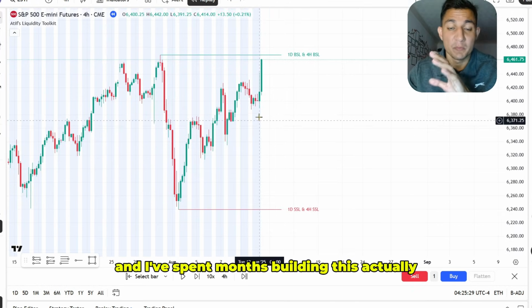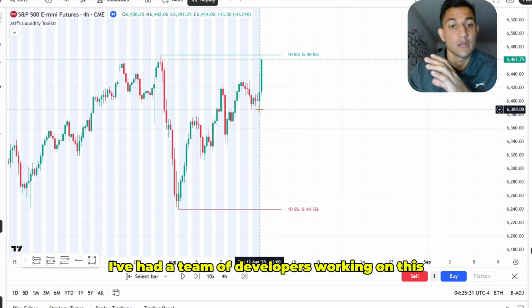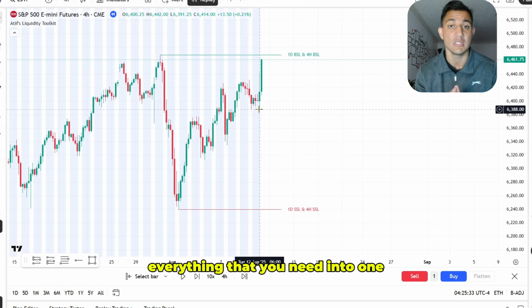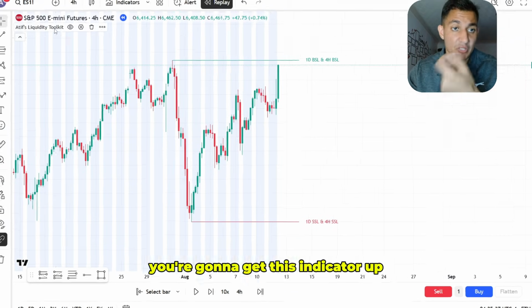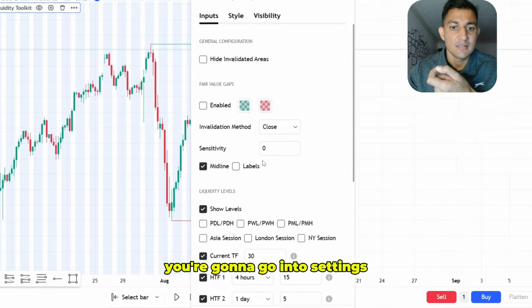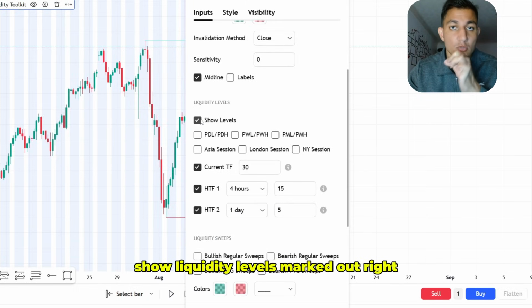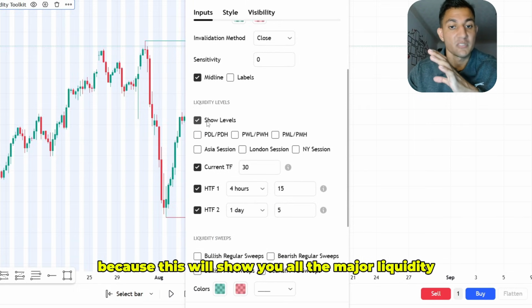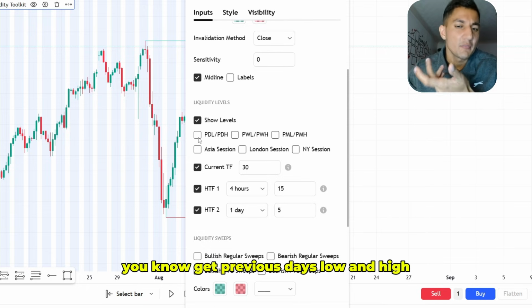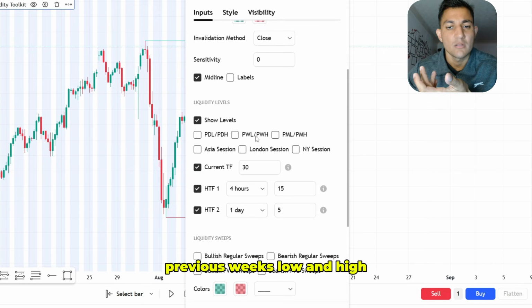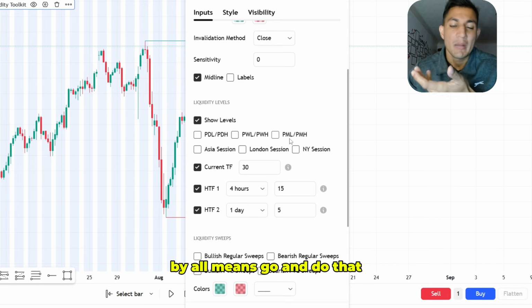And I've spent months building this actually. I've had a team of developers working on this and they've coded everything that you need into one indicator, which is absolutely amazing. What you're going to do is get this indicator up, go into settings, and make sure you've got show liquidity levels marked out, right? Because this will show you all the major liquidity pools that you need. And if you want to, get previous day's low and high, previous week's low and high, and previous month's low and high, by all means go and do that.